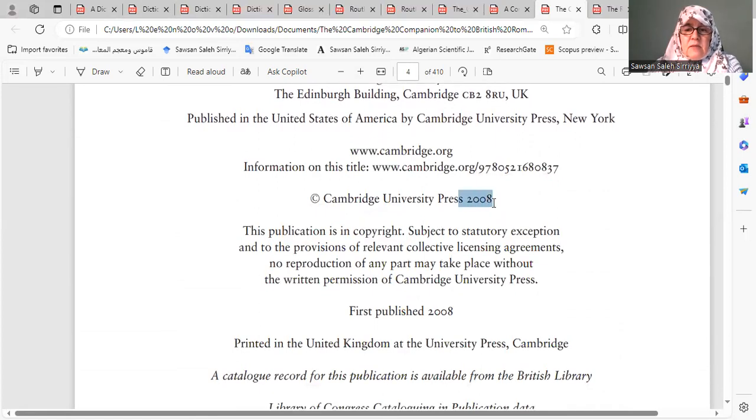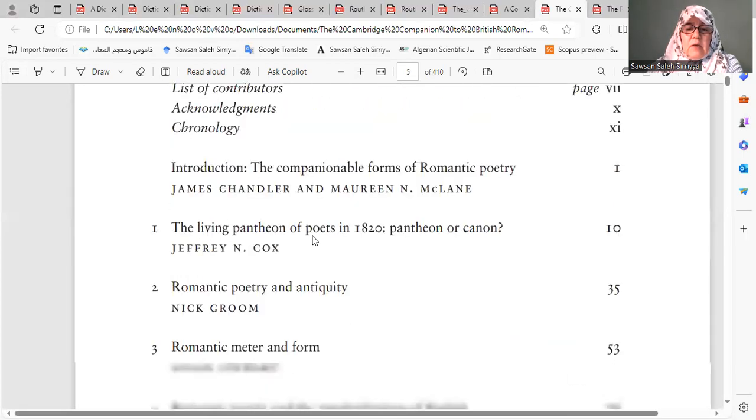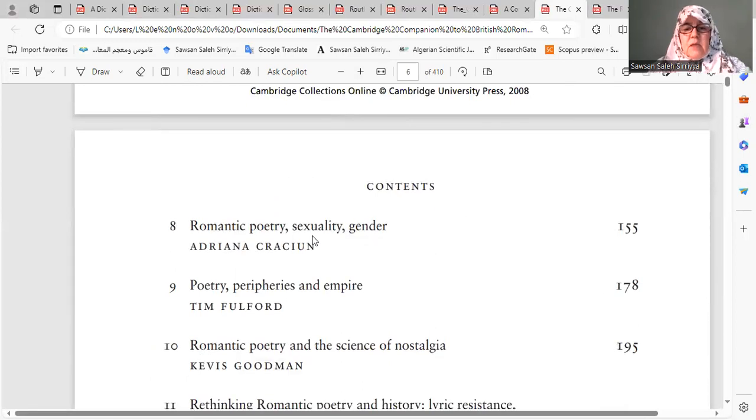And this is the year. If we go down to the book, you see here, it's a collection of papers. So here you have an editor and you have an author. This is the author of this article. The title of the article is Romantic Poetry, Sexuality, and Gender. So you have the title of the book and the title of the article. You have the editors and this is the author.